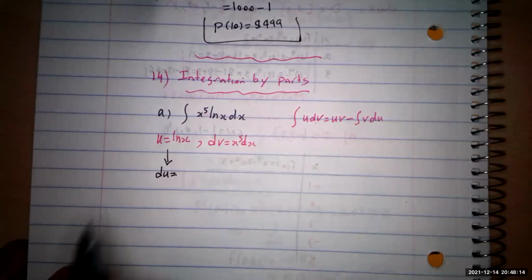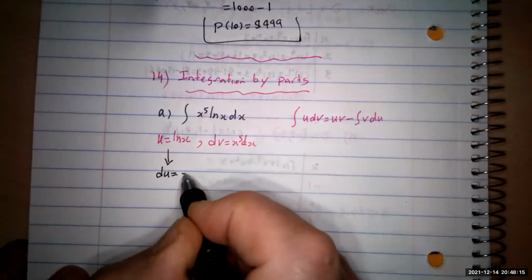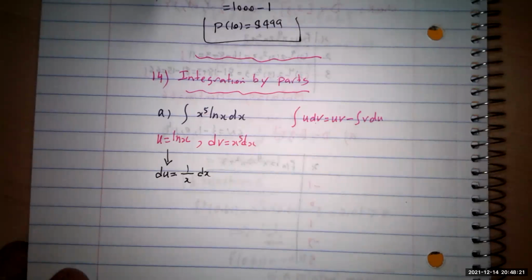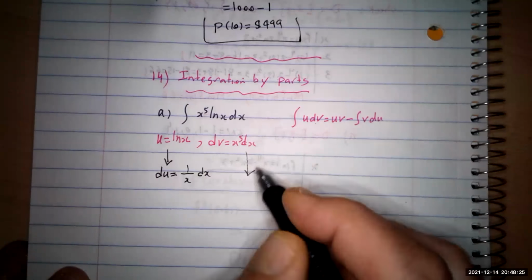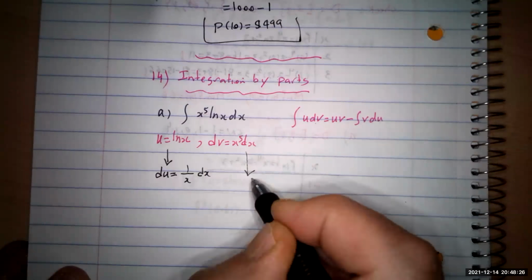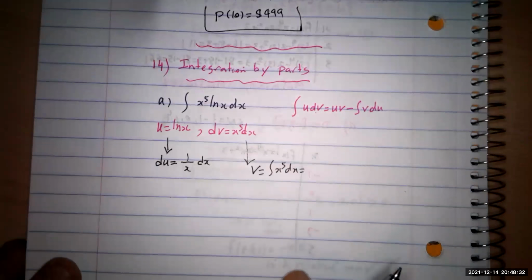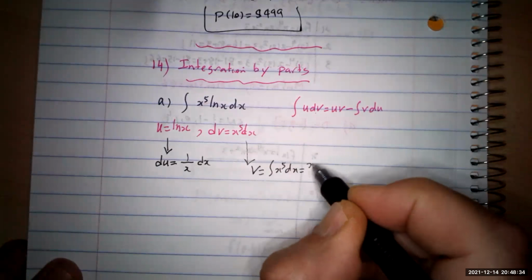Differentiate. The derivative of ln x is 1 over x, but times it by dx. Okay, that's going to be du. The one that you pick as dv, you integrate. V would be the integral of x to the 5th dx, which is always going to be a power function. It's going to be x to the 6 over 6.